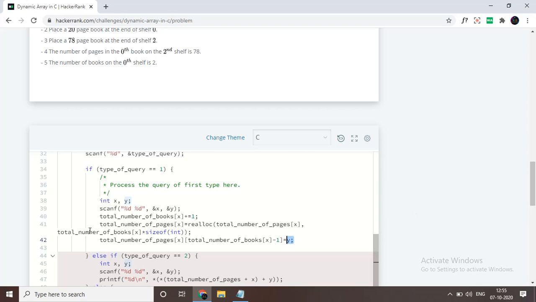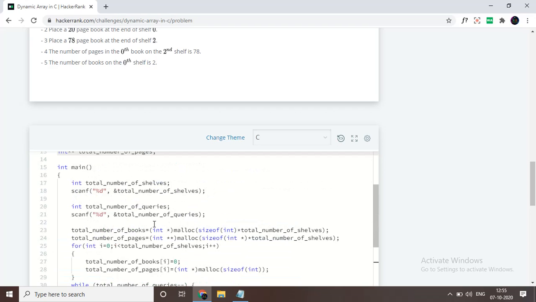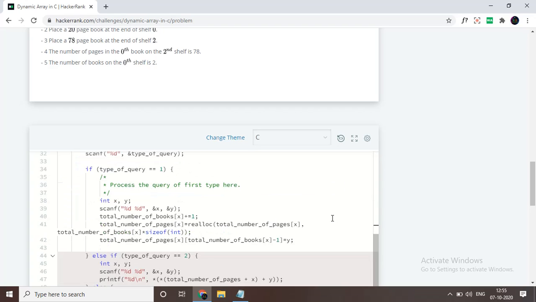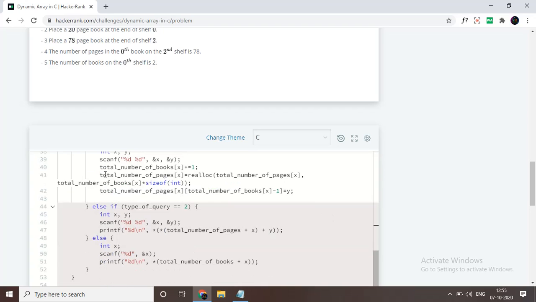And this is the only code we have to write, and we also have to write these lines to execute it.